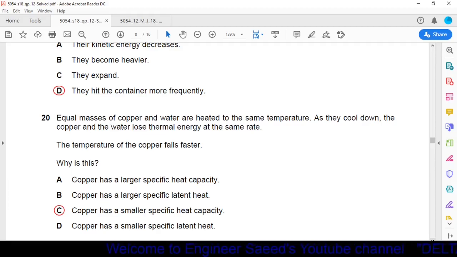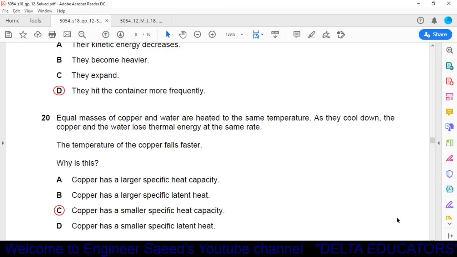Okay, now we read our options. Option A, copper has larger specific heat capacity. No. Copper has larger specific latent heat. No. Copper has smaller specific heat capacity. Yes, it is the correct option. Because of the smaller specific heat capacity, it will cool down earlier.